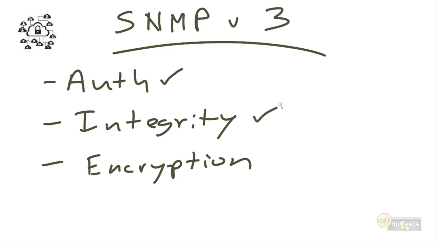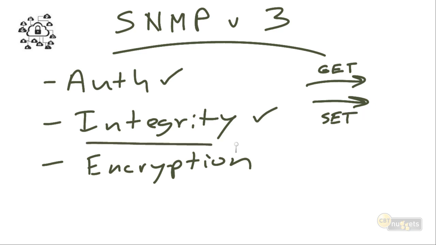We can do integrity, meaning when we're sending those gets, or we're getting the responses, or we're sending those sets, we can ensure that this information has not been changed in transmission. And then finally, we can do encryption. We can take all of this network management traffic messaging and we can encrypt it so that if it is obtained over the network wire, it cannot easily be decrypted. So it can't easily be read like we had with clear text communications in previous editions of the protocol.